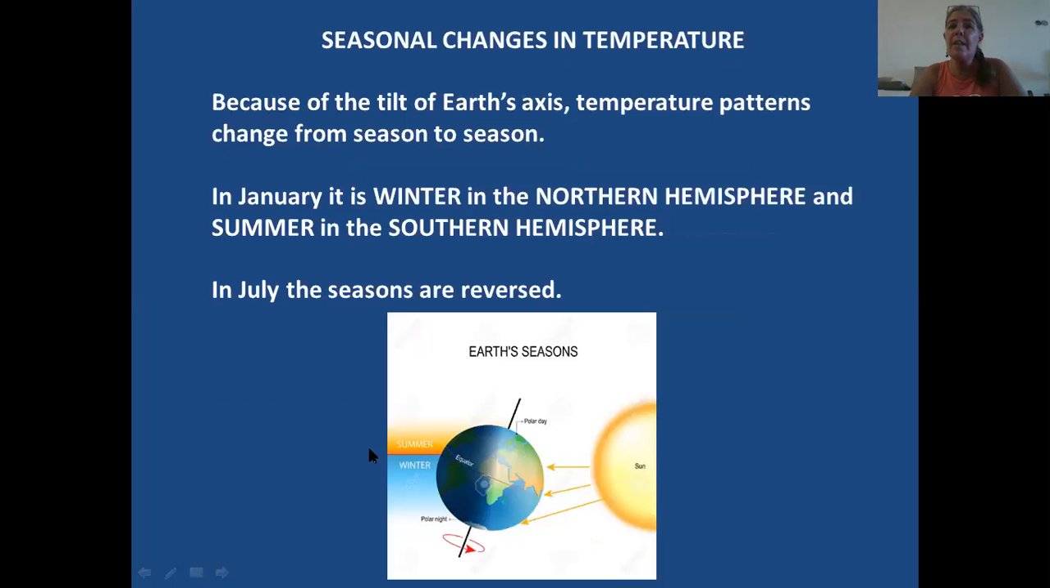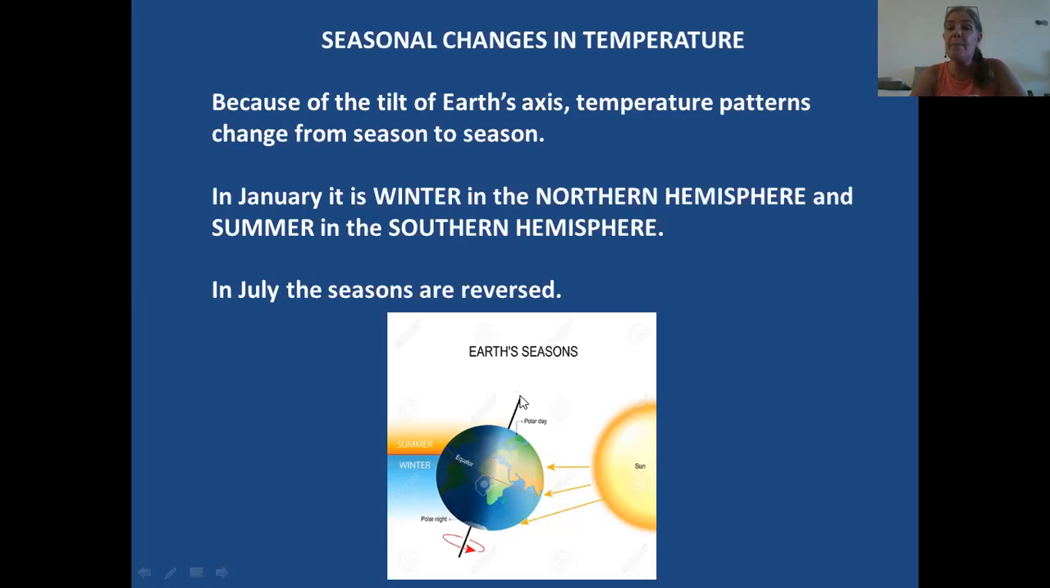Let's talk about seasonal changes in temperature. Because of the tilt of the Earth's axis, temperature patterns change from season to season. In January, it is winter in the Northern Hemisphere and summer in the Southern Hemisphere. And in July, it's the other way around. In July, it's winter in the Southern Hemisphere and it's summer in the Northern Hemisphere.